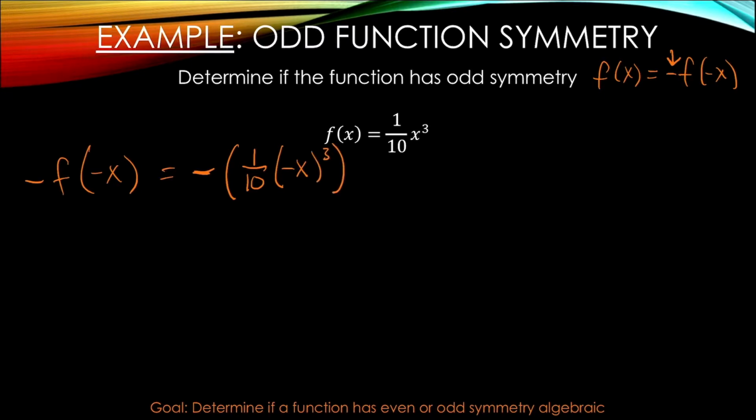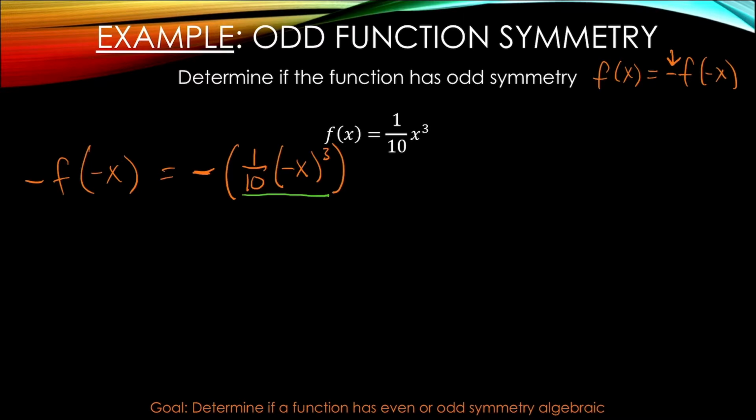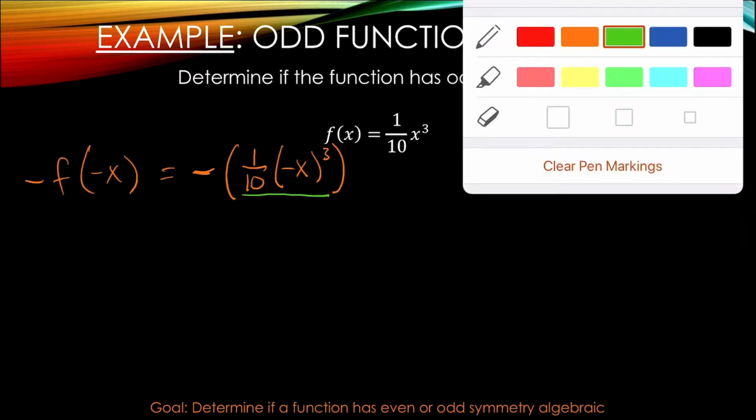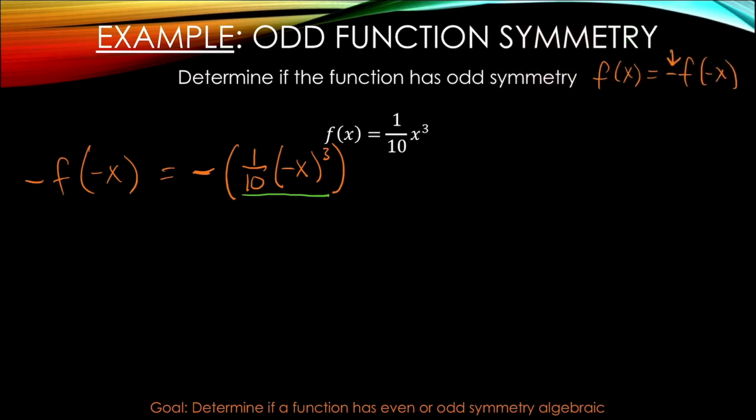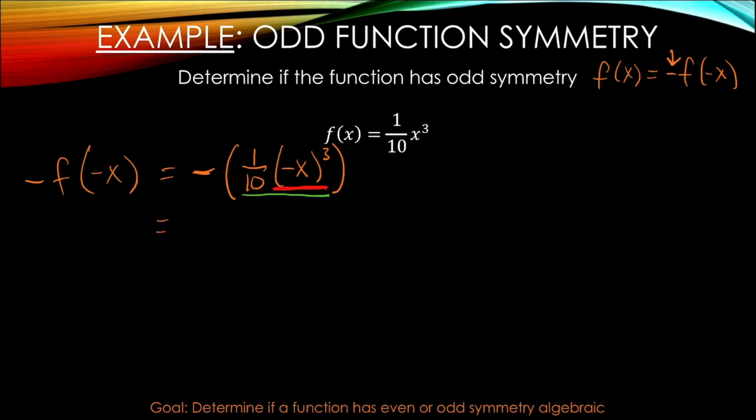Okay, now we can simplify. We're going to start inside the parentheses, that green line. And within that green line, I need to start with my exponent, so that red one. So I know I have a negative. And then we're going to do the same thing like we did with the even function. We're going to say, okay, a negative x to the third power.